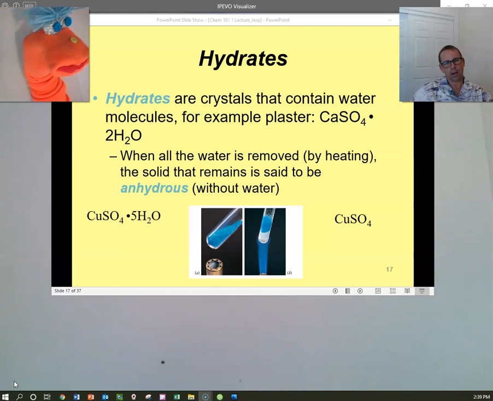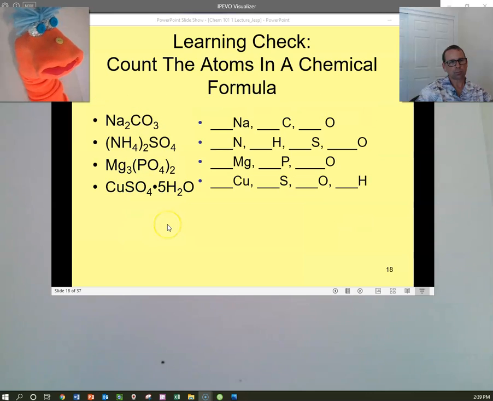So, now, let's look at this. Can you tell me how many atoms of the different elements, sodium, carbon, and oxygen, there are? Yeah. 2 sodium, 1 carbon, and 3 oxygen. Very good. Excellent job. How about this one?